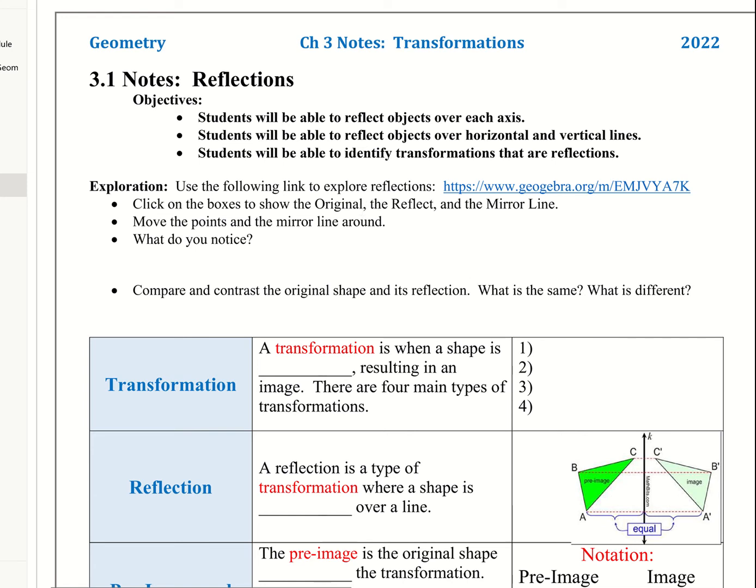But what a transformation is, it's when a shape is changed. Okay, it's when you take a shape and you change it. There's different ways we can transform shapes. And when we change it, we result in an image.